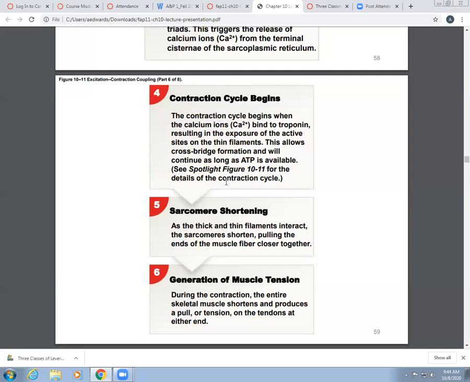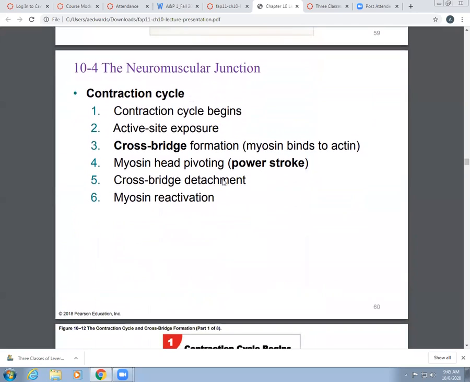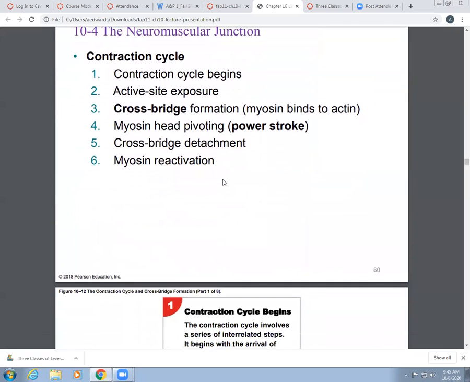Then you get muscle tension. Produces a pull or tension on those tendons. So something that you see at the cell level, at the muscle fiber level, is affecting the organ level, because the muscle is then pulling on the tendon.